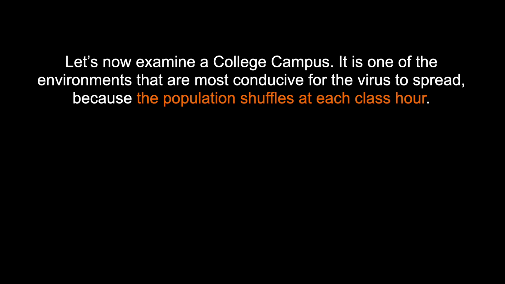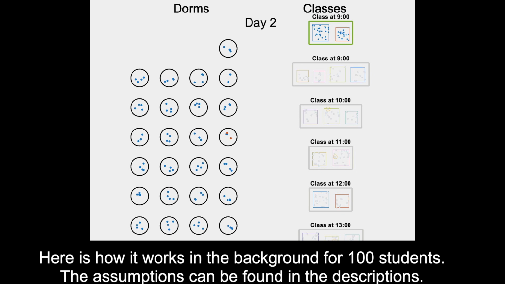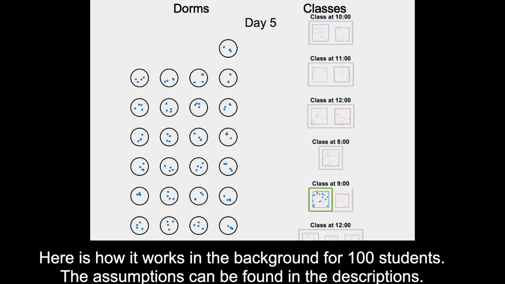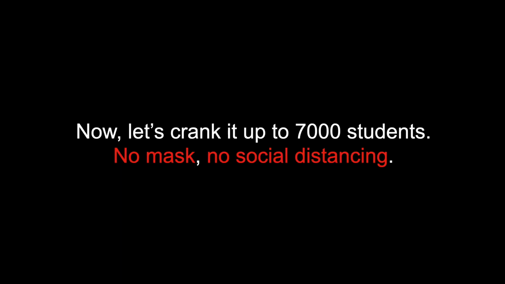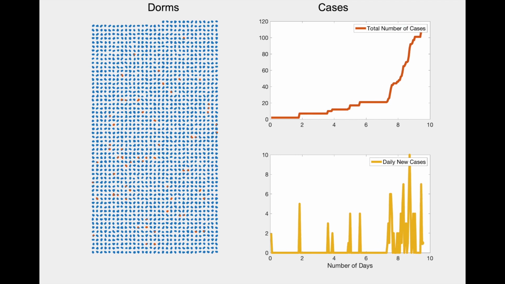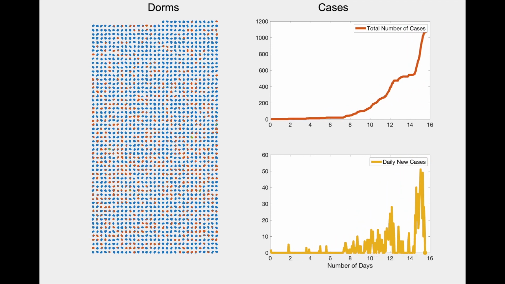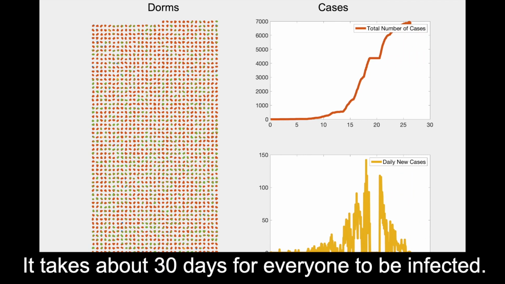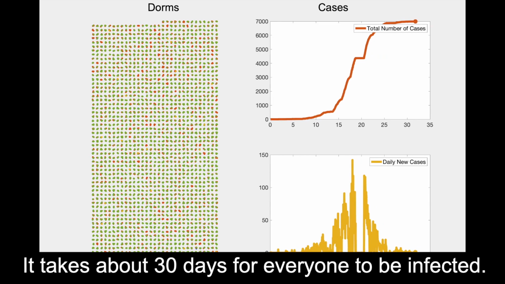Let's now examine a college campus. It is one of the environments that are the most conducive for the virus to spread, because the population shuffles at each class hour. Here's how it works in the background for 100 students. The assumptions can be found in the descriptions. Now let's crank it up to 7,000 students. No mask, no social distancing. It takes about 30 days for everyone to be infected.